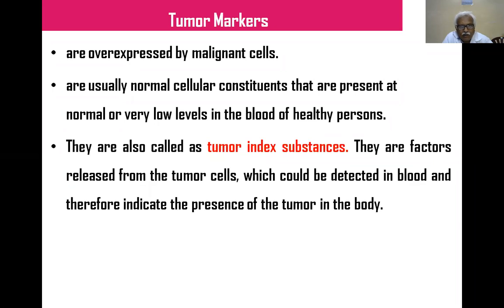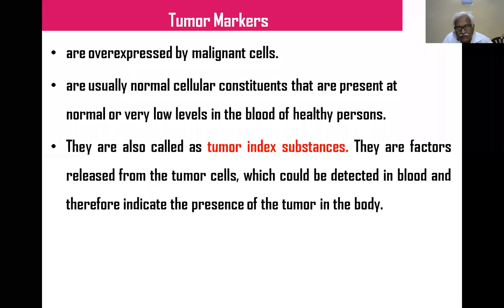So they are overexpressed by malignant cells. They are usually normal cellular constituents that are present in normal or very low levels in the blood of healthy persons, but they are called tumor index substances. They are factors released from the tumor cells which can be detected in the blood and therefore indicate the presence of a tumor in the body.